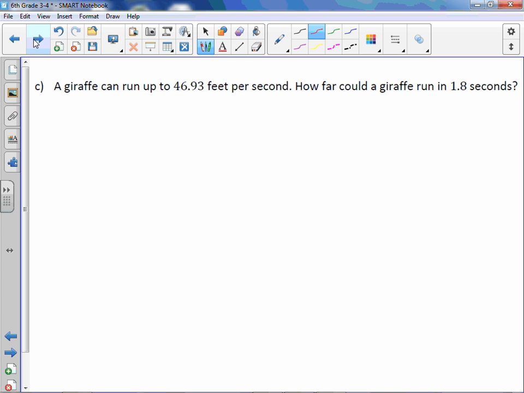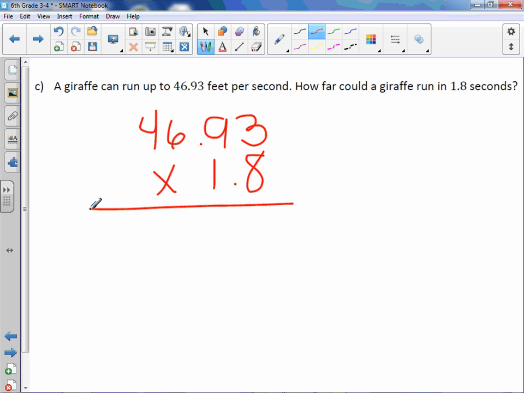A giraffe can run up to 46.93 feet per second. How far could a giraffe run in 1.8 seconds? So in 1 second, it can run 46.93, but we want to know 1.8 seconds, so we need to multiply those numbers. 8 times 3 is 24. 8 times 9 is 72, plus 2 is 74. 8 times 6 is 48, plus 7 is 55. 8 times 4 is 32, plus 5 is 37.